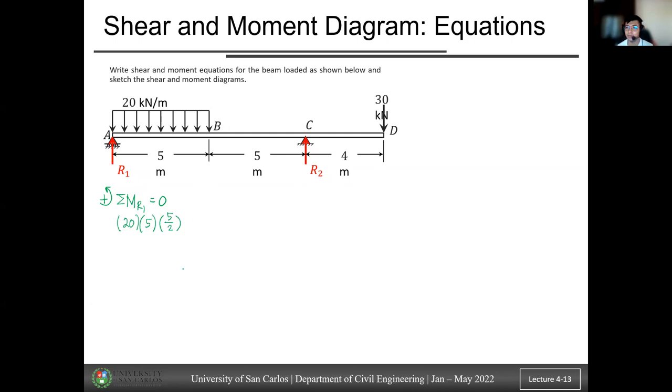Is that right, based on statics? So next, this one would be negative, since we're having a positive counterclockwise direction for the moment. So next is R2. So R2 times 10. Then lastly would be a clockwise rotation for the 30 kilonewton load. That would be negative. So 30, and then times 14. And then equal to 0. So R2 would be, please try to solve this one, because I don't have my calculator with me.